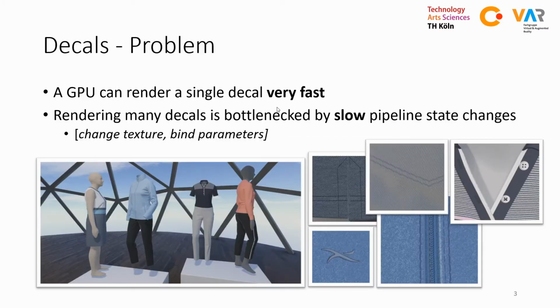Decals usually consist of very little geometry and have a simple shader code. Therefore, they should render very fast. However, before each rendering, a pipeline state change has to be made, as each decal comes with its own textures as well as parameters. In comparison to the actual rendering, these state changes are much slower, and they are the limiting factor here.